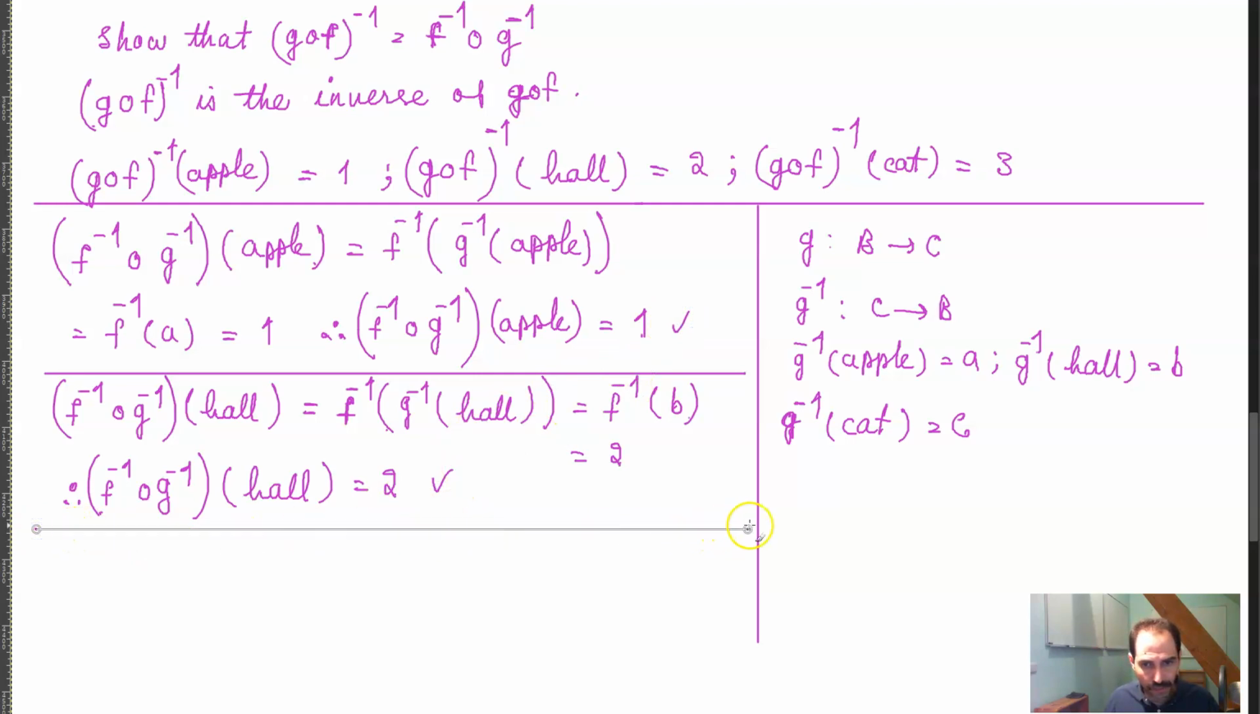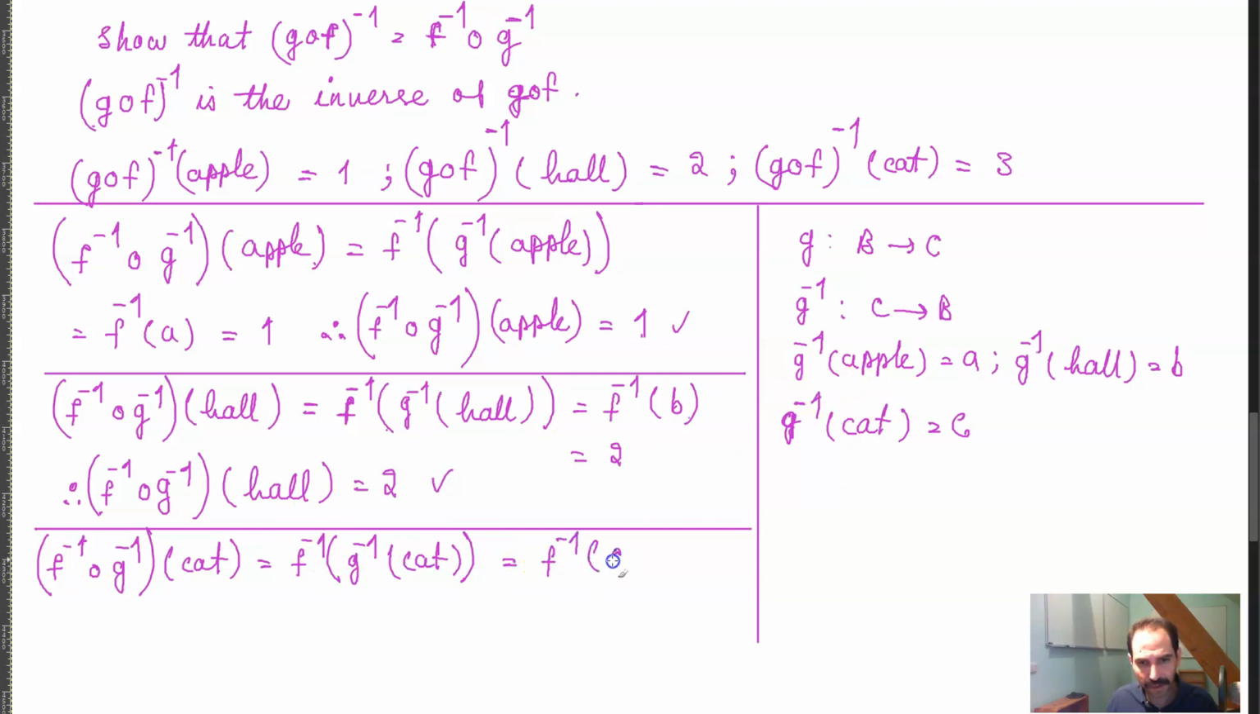So we have tested 1 and 2, and also F inverse composed with G inverse of, for example, cat is equal to F inverse of G inverse of cat, and G inverse of cat is equal to C. So that is F inverse of C. Now F inverse of C is equal to 3, which means that F inverse composed with G inverse of cat is simply equal to 3, which is the same thing as GOF inverse of cat, right?